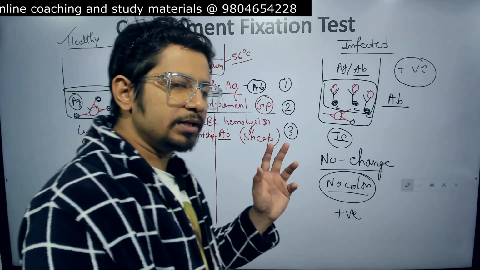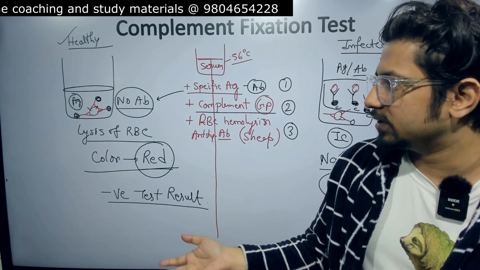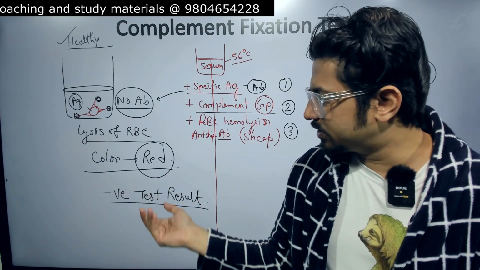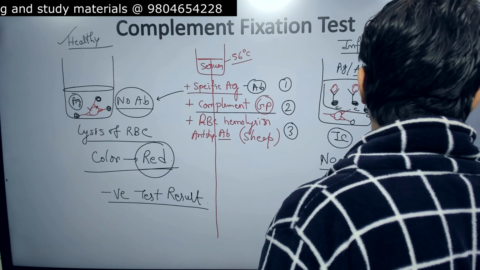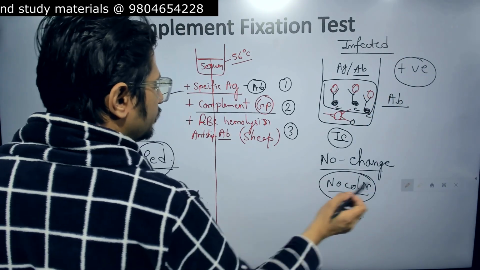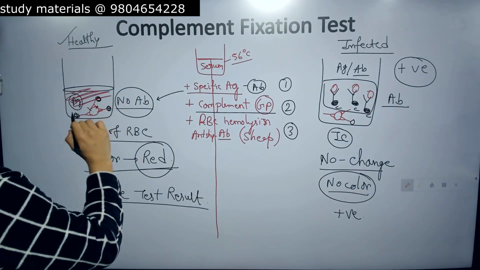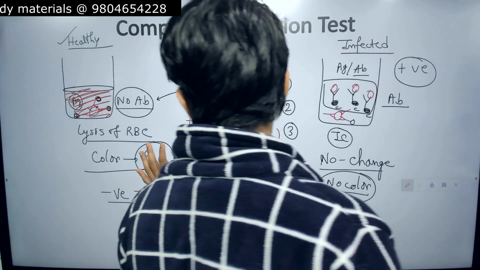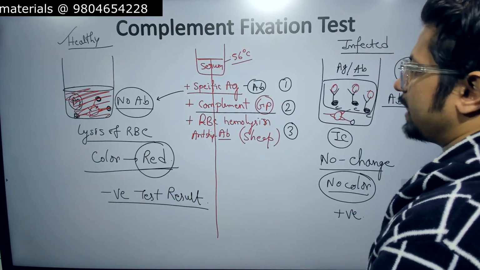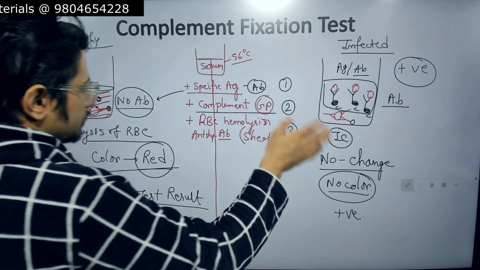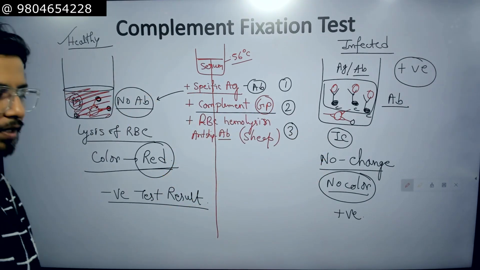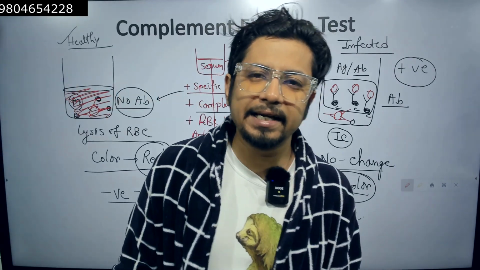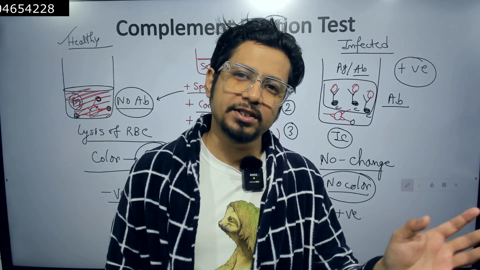So we go backward to understand whether a person is infected or not infected. If the color is changed, I'll draw the color here as well for you to understand, the color gets changed to red. If the color is changed, that is a negative test, and if there is no change in the color, that is a positive test result. Okay, so I believe you got a clear idea about the complement fixation test.